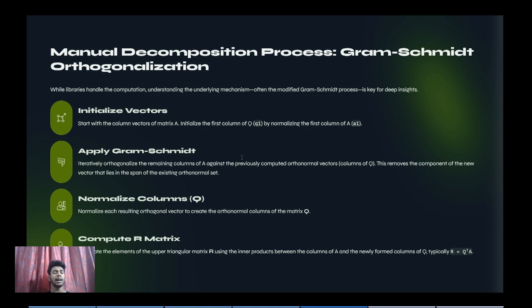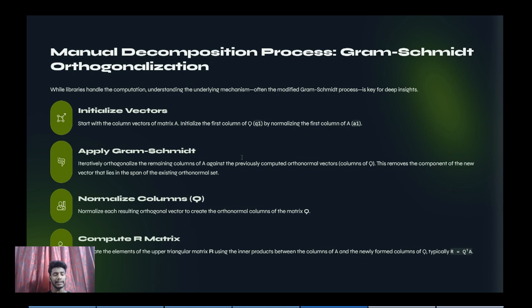Next comes apply Gram-Schmidt. So iteratively orthogonalize the remaining columns of A against the previously computed orthonormal vectors, that is the columns of Q. This removes the components of the new vector that lie in the span of the existing orthonormal set. So next comes normalize columns of Q. Normalize each resulting orthogonal vector to create the orthonormal columns of the matrix Q.